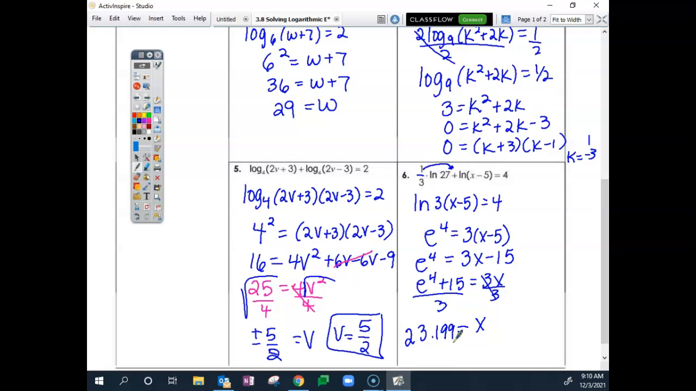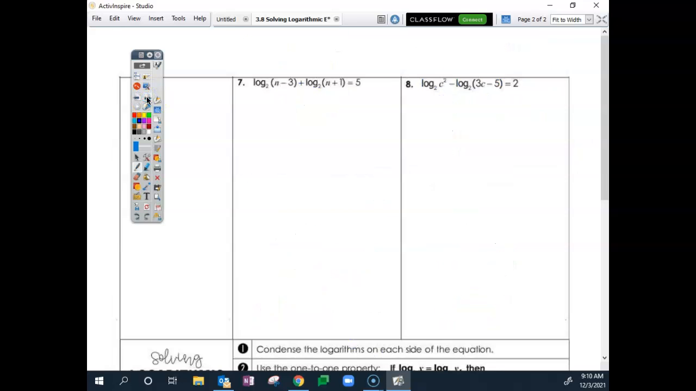Okay, next. Okay, what does the plus mean? Multiply. Everybody. Are we set equal to a number now? Yes. So now I can put it in exponential form. So we get 2 to the 5th equals n minus 3 times n plus 1. And this is where I saw a lot of you just sitting and waiting for me to finish it for you. No. How do we multiply n minus 3 times n plus 1?